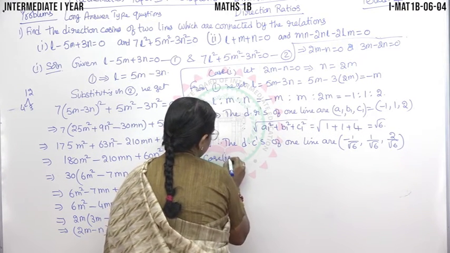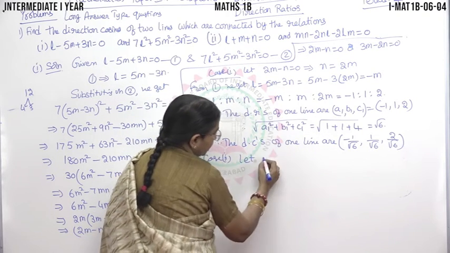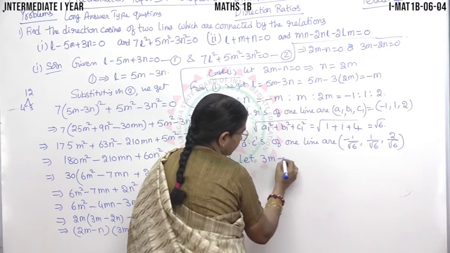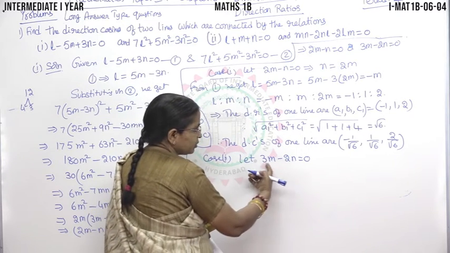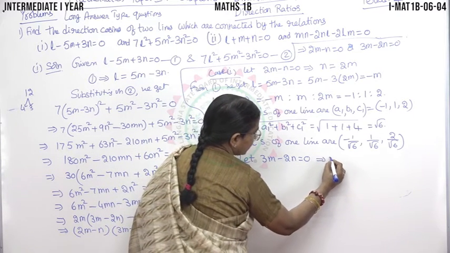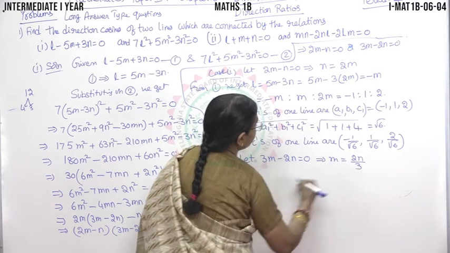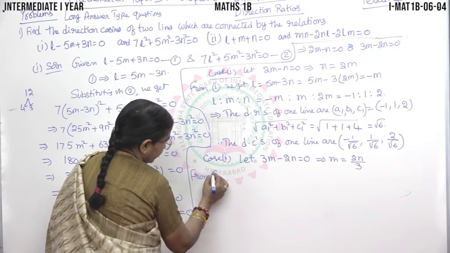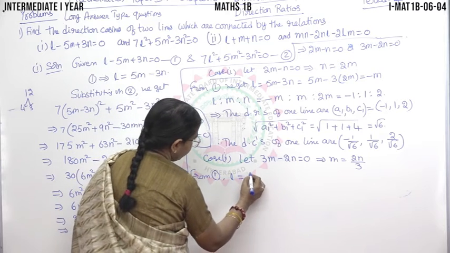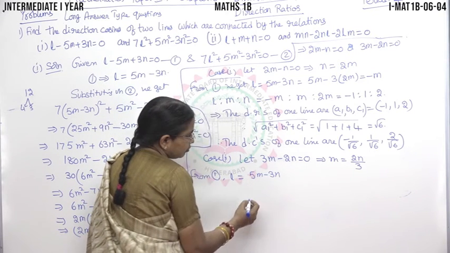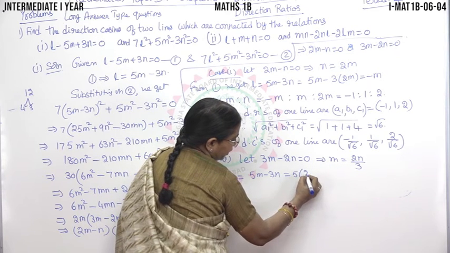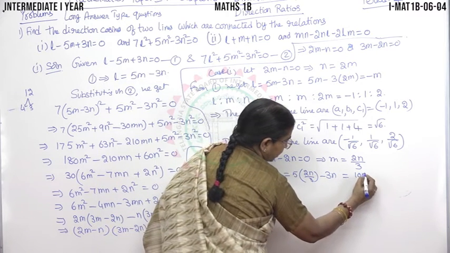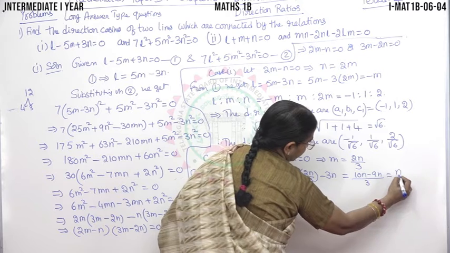Next, case 2. We'll take case 2. So suppose 3m minus 2n is equal to 0. Then from this you can find either m or n. We'll find out m here. m is equal to 2n by 3. Now again from equation 1 we get L is equal to 5m minus 3n. So what is 5m? 5 into m is 2n by 3, minus 3n. So this is 10n minus 9n by 3. So that is n by 3.